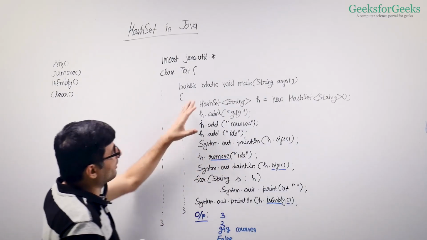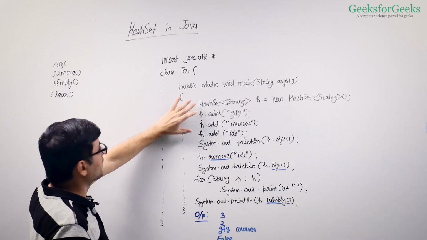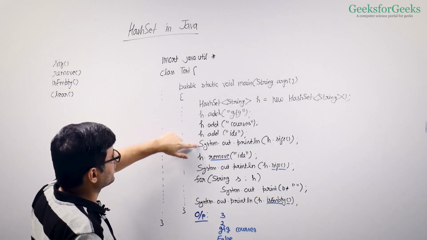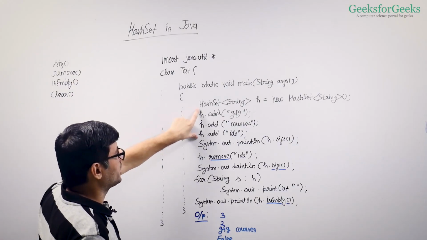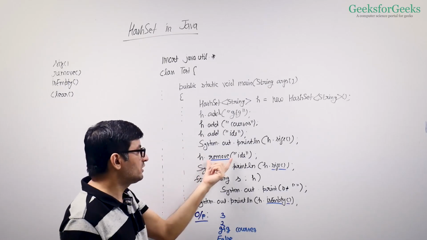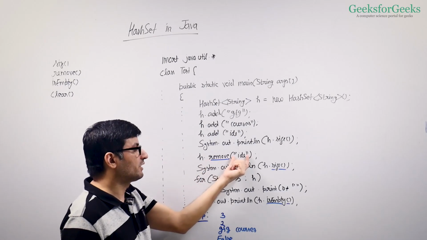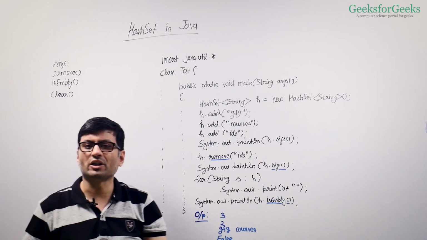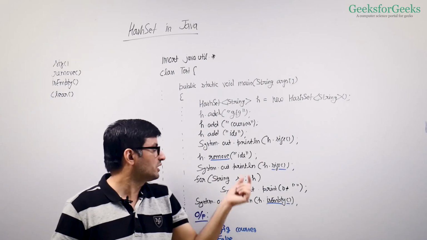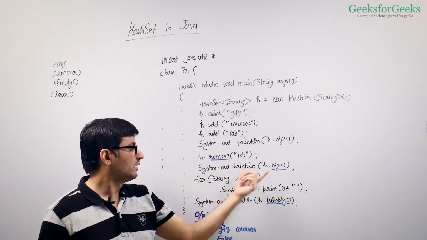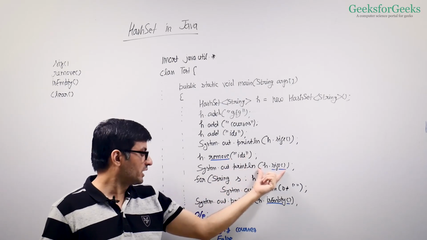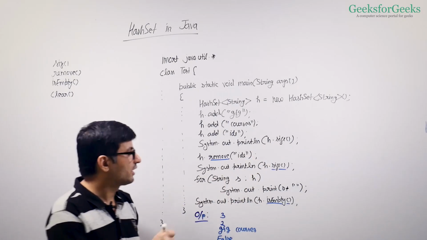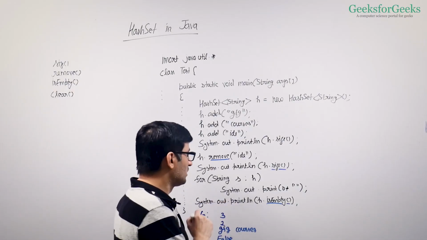Let us now talk about more functions here. The size function is used to give you the size. Here the size is going to be 3 because there are 3 items. Now the remove function removes the given item from the hash set. If the item is present, then it removes it and returns true, otherwise it returns false. After removing the item, you will get the size as 2. So you first got the size as 3, and then you got the size as 2.